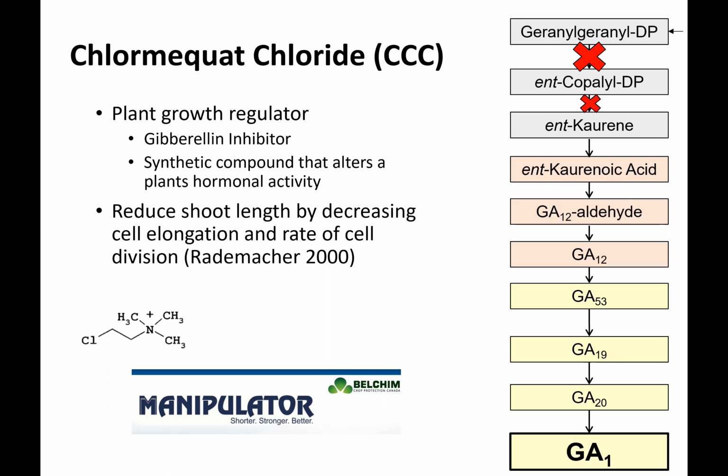It's formulated in Canada as Manipulator, and it's currently sold by Belchim Crop Protection Canada. Its primary use is to reduce lodging potential in cereals.